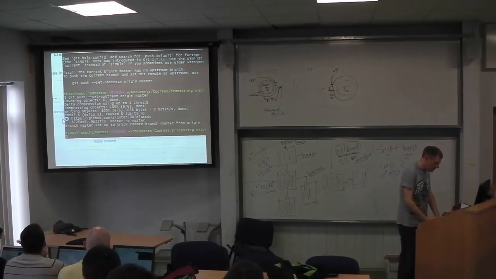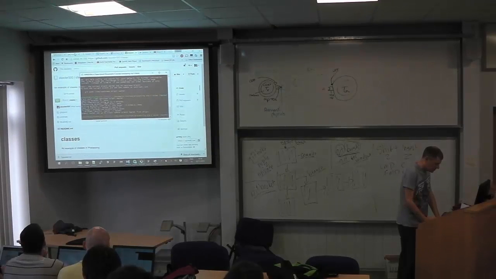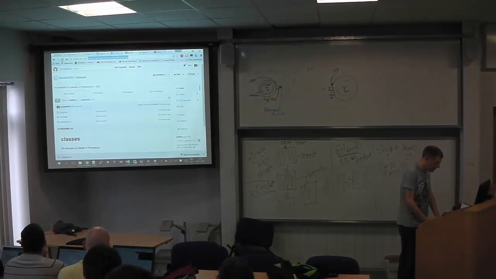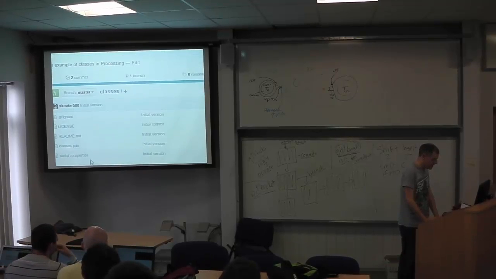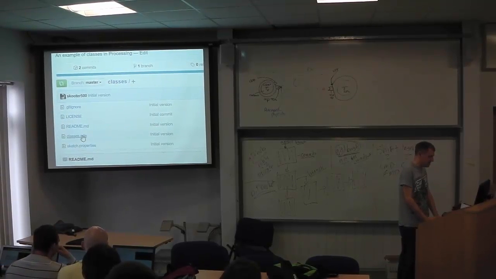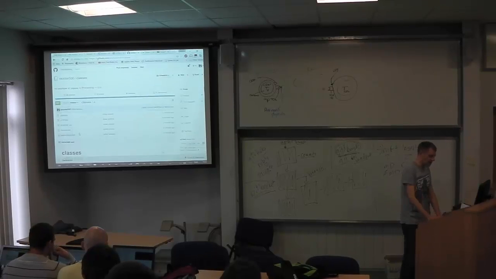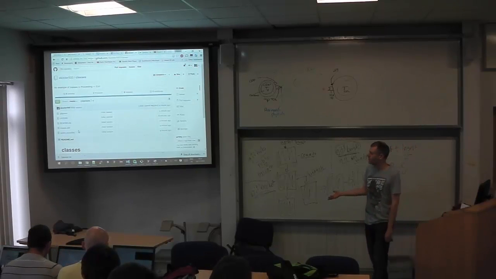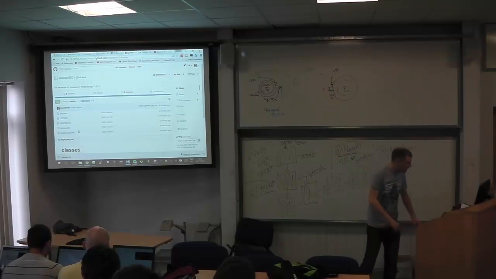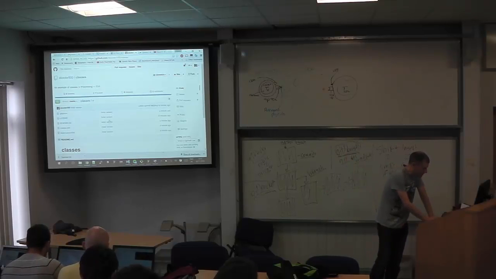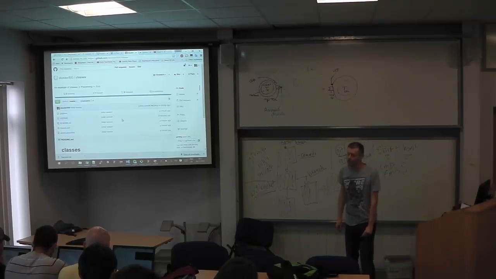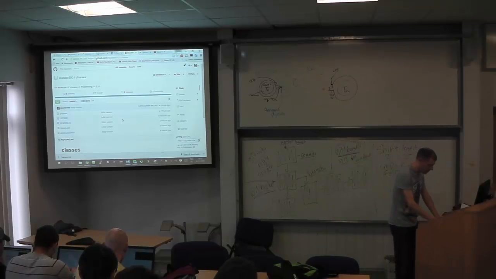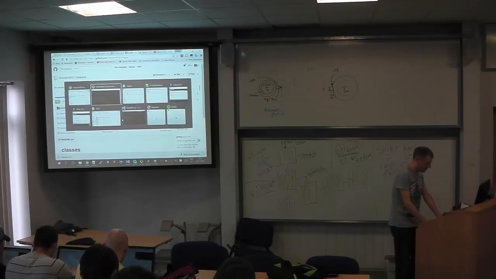Now if I jump back over here and hit reload, I'll see that now I have my classes.pde file and my sketch.properties file. So those files that I made locally have now been pushed to the server, and you'll see that there's the comment, initial version, and it's a minute ago, and so on. Okay, time to make a change to one of these files and see the history of the file.